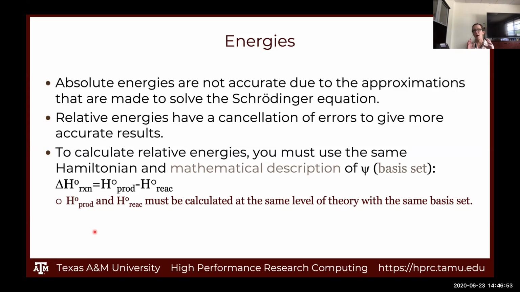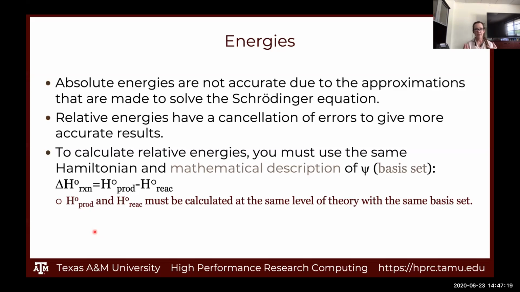I've mentioned this, but I cannot emphasize this enough. When you're looking at energies, those absolute energies are not accurate, because of the approximations that are made in solving the Schrodinger equation. That's both in the Hamiltonian and in the wave function, because it's an incomplete basis set.